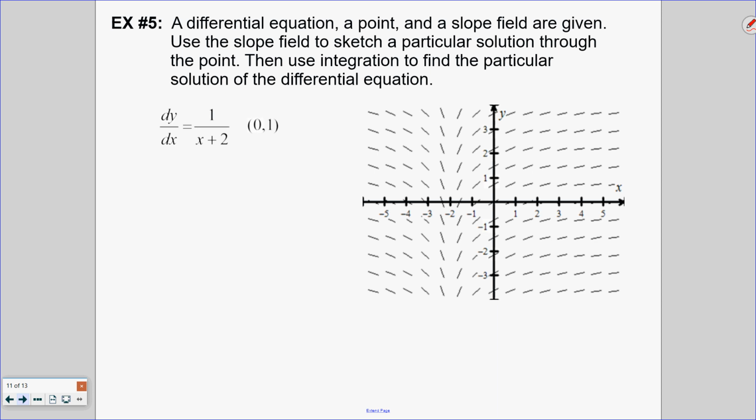So in this example, we're given a differential equation, we're given a point, and we're given the slope field. We're going to use the slope field to sketch a particular solution through the point, then use integration to find that particular solution. The point that's given is (0, 1), and I want to sketch a solution that goes through (0, 1).